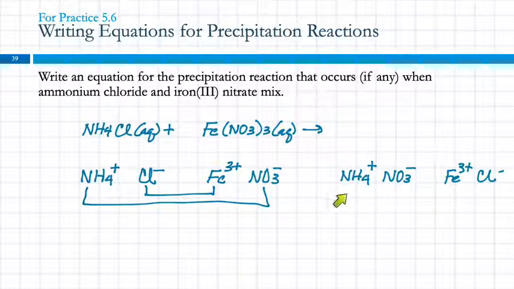So now we look at this combination of ions. Is this compound going to be soluble or insoluble? Well, ammonium compounds are always soluble, no exceptions. So this one's soluble. So that one's going to be aqueous. And what about iron 3 and chloride? Well, chloride compounds are mostly soluble except silver, mercury, and lead. Is this an exception? No. This compound is also aqueous.